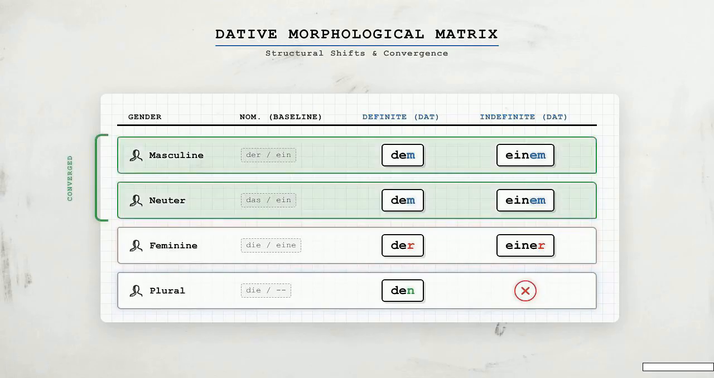The feminine shift contrasts with this pattern. The definite article changes to der, and the indefinite becomes einer. Finally, the plural definite article shifts to den. Exactly like the nominative and accusative cases, there is no indefinite plural article in the dative. This morphological convergence simplifies the matrix. Because masculine and neuter behaviors are permanently grouped together, the memory load is significantly reduced.